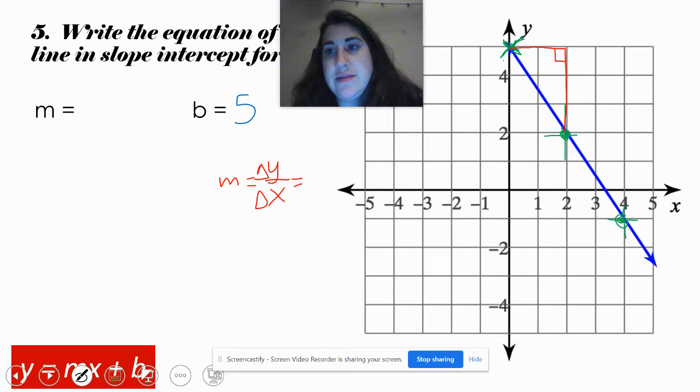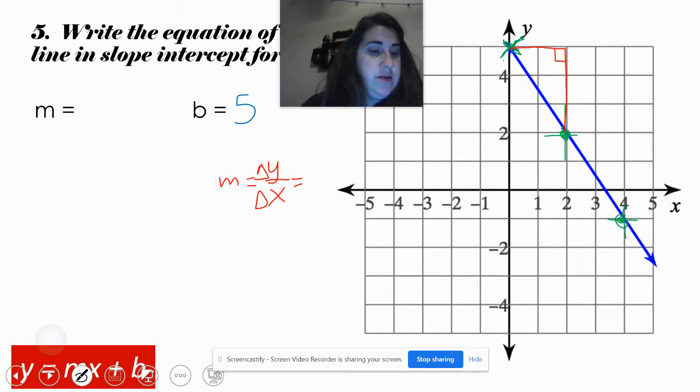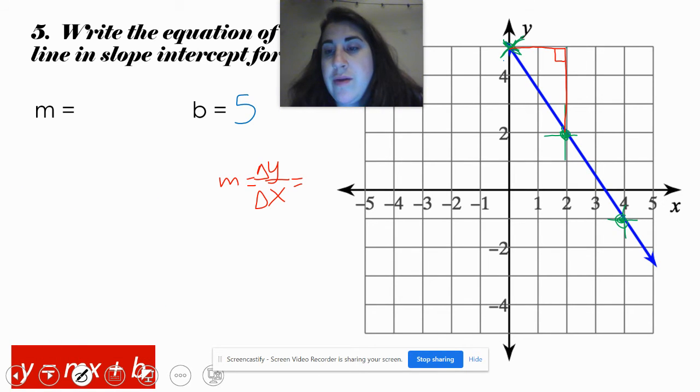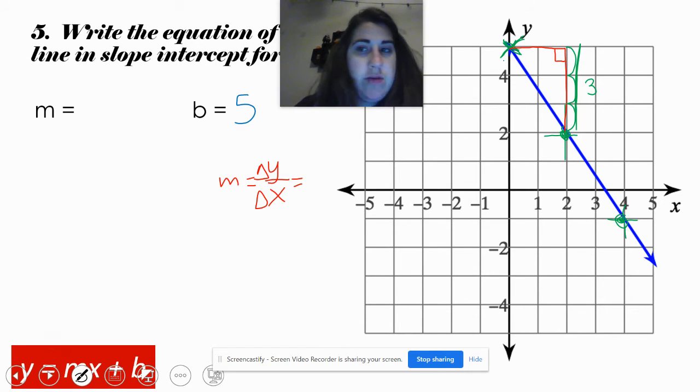So in this case, I have my rise. I'm going up and down 1, 2, 3 boxes. So 1 box, 2 boxes, 3 boxes. Over my run, how many? 1, 2. So how many did I go up and down? 3. And how many did I go over? 2.